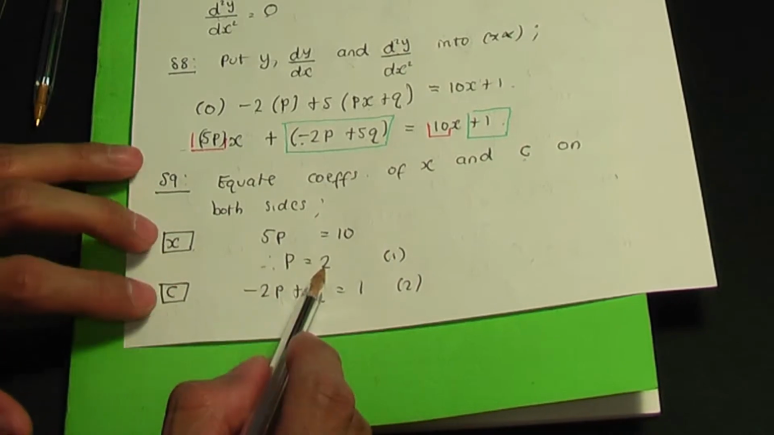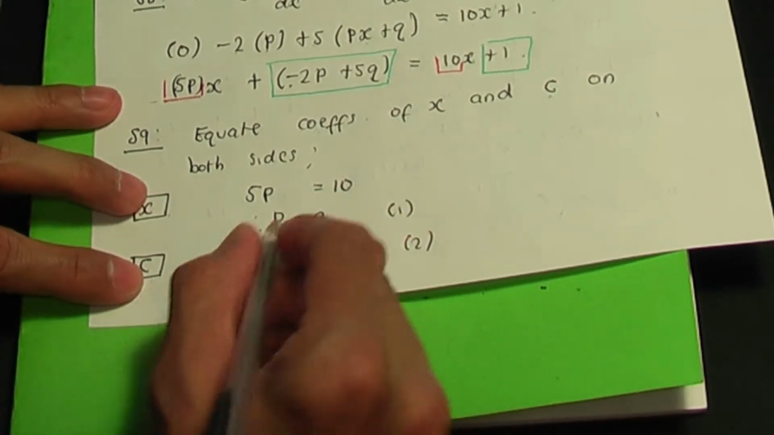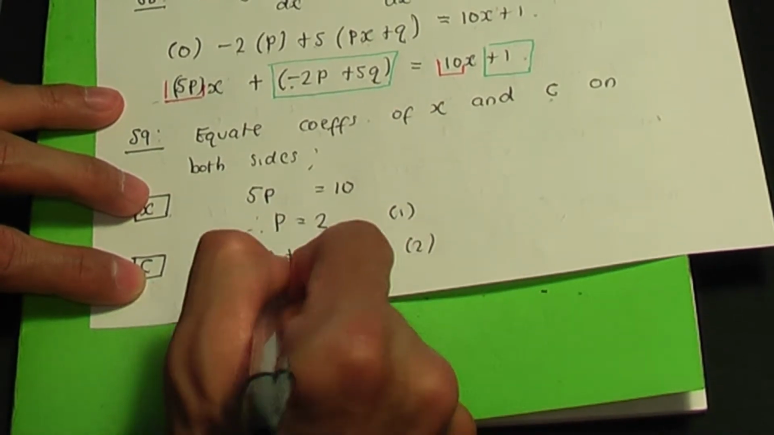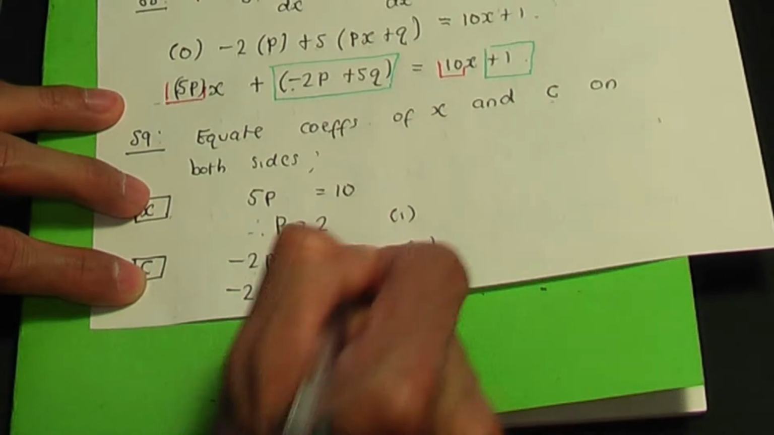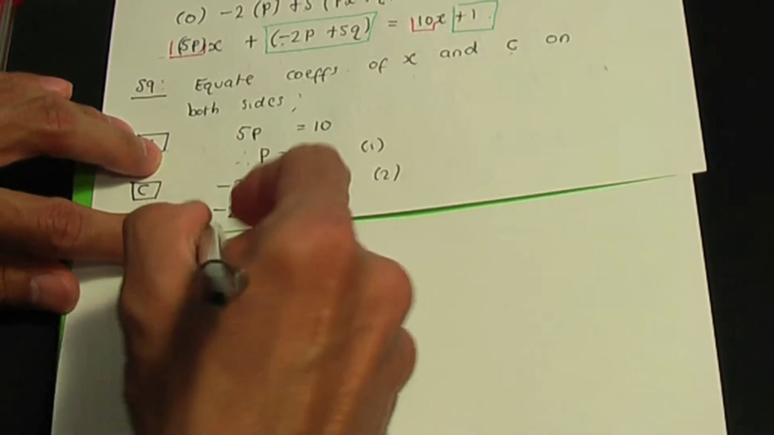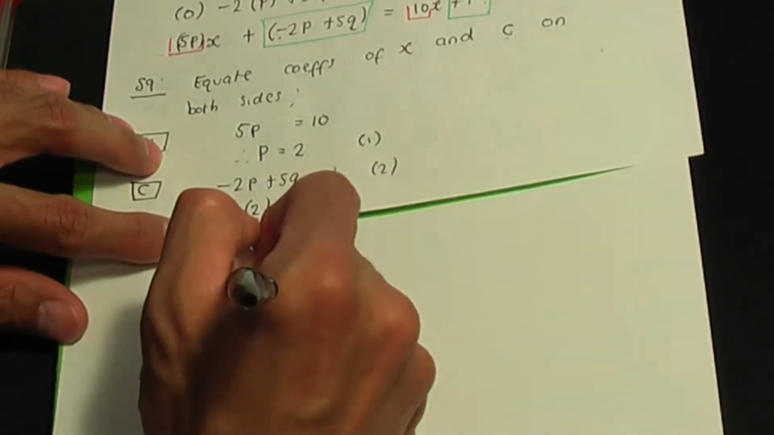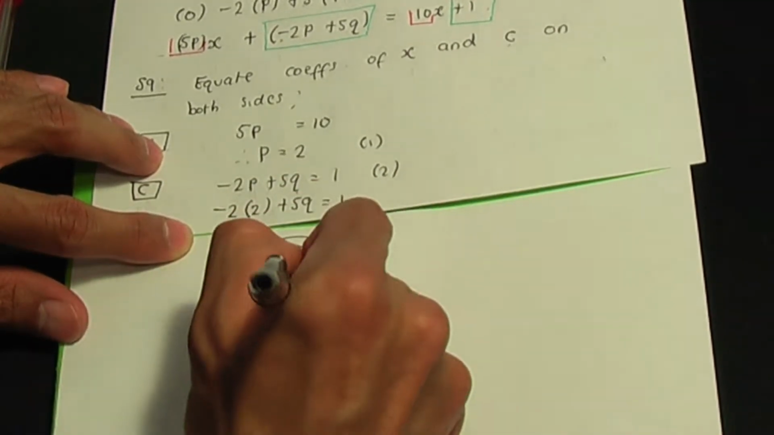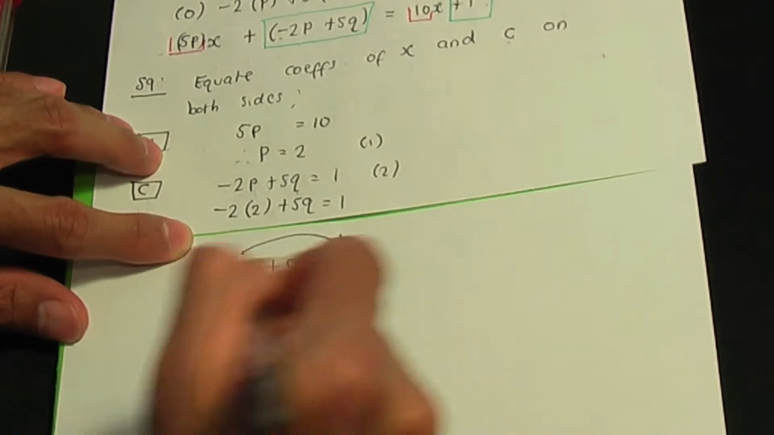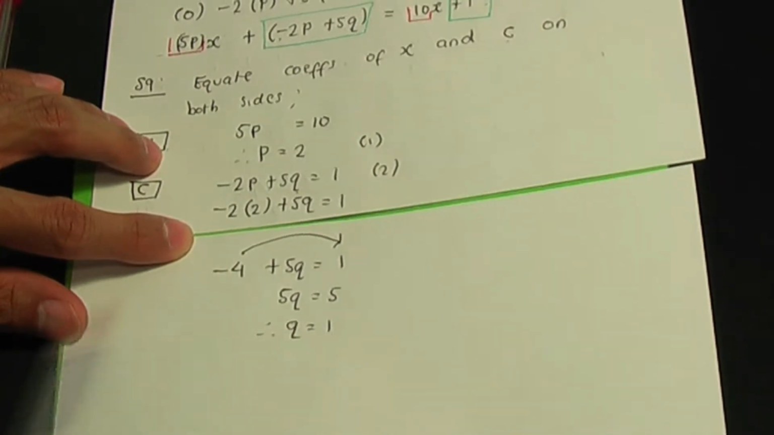So if I put p equals 2 into equation 2, let's find out what q is. So if I put p equals 2 into equation 2, we have minus 2 into p, which is 2, plus 5q, which is equal to 1. So when I simplify this, minus 2 times 2 is minus 4, plus 5q, which is equal to 1. So if I take the minus 4 to the right hand side, 5q therefore is 5, which means q is 1. Okay, so our p value is 2 in this case. The value of q is 1.